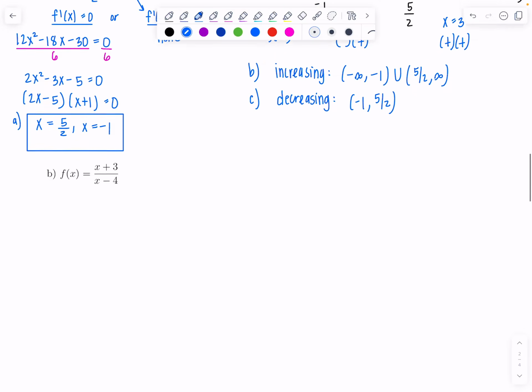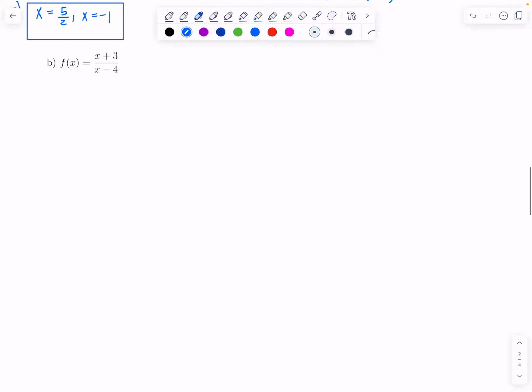Let's take the spice level up a notch. And here we have a rational function, f of x, which equals x plus 3 over x minus 4. Now, for rational functions, remember, we always have to pay attention to the denominators and make sure the denominator is never 0. And x minus 4, that would be 0 if x is 4. So my domain is all x's such that x can't equal 4. Don't forget to write that out first, okay?